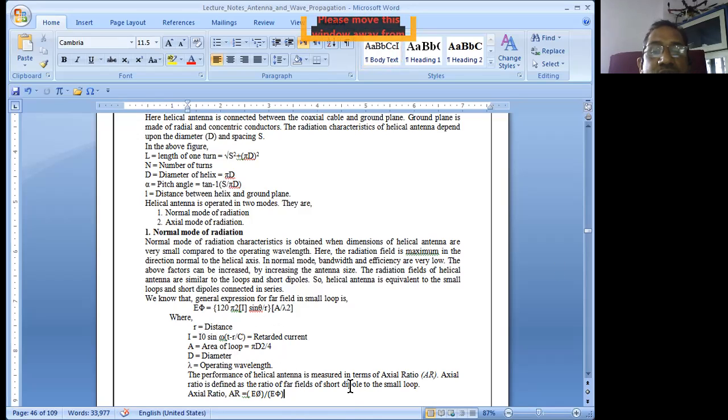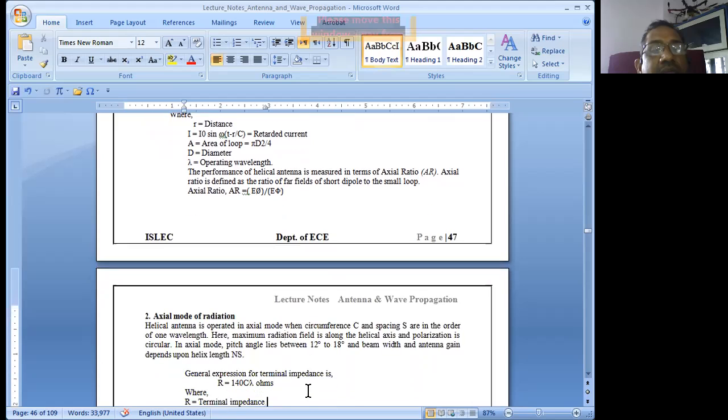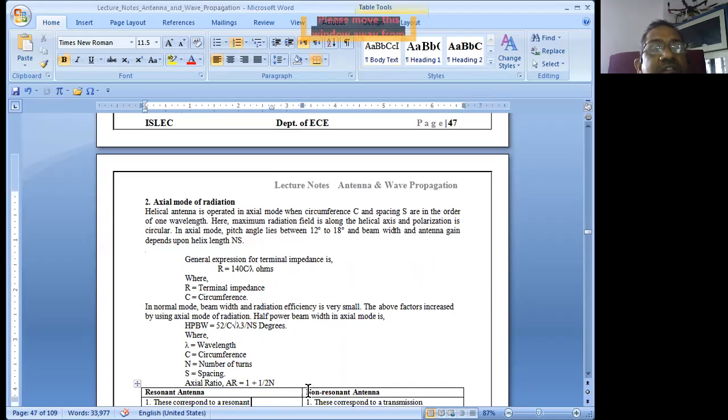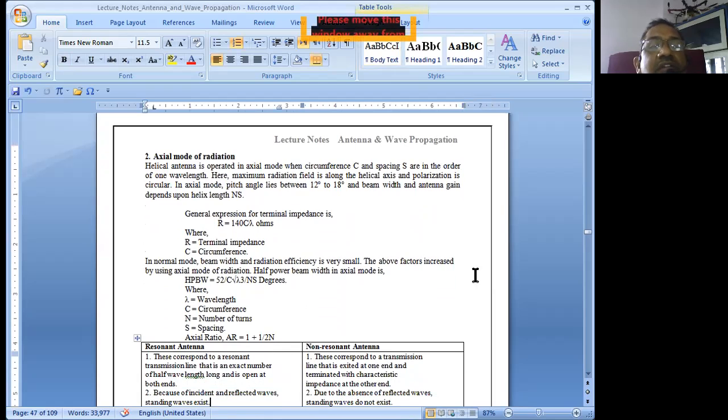The axial ratio which we can calculate is E theta by E phi. Once we know E theta, we can find the E phi value based on the intrinsic impedance formula. The next one is the axial mode of radiation. This is normally used when the circumference and spacing s are of the order of one wavelength. That is the basic difference. When the dimensions are small in comparison with the wavelength of the signal we are transmitting, it is called normal mode. When the dimensions of the helical antenna are of the order of one wavelength, it is called the axial mode of the radiation pattern.